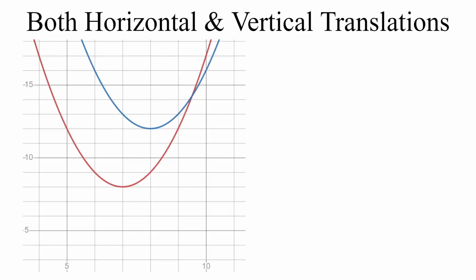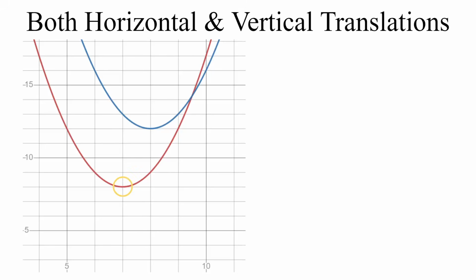So one final thing is that you can have any combination of both a horizontal and a vertical translation when you see a translations problem. It doesn't just have to be one or the other, although it often is on the SAT, just horizontal or just vertical. Sometimes it can be both. So look at this question.